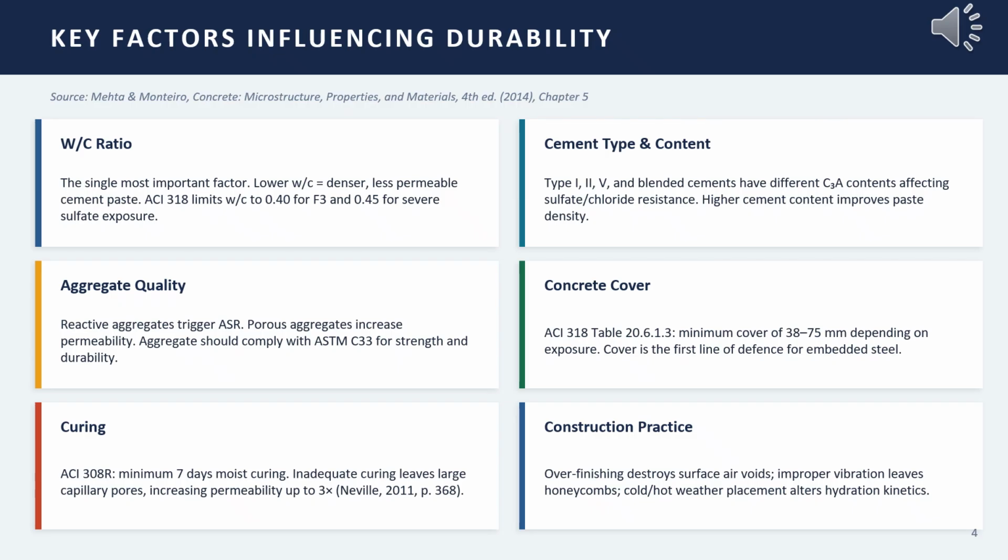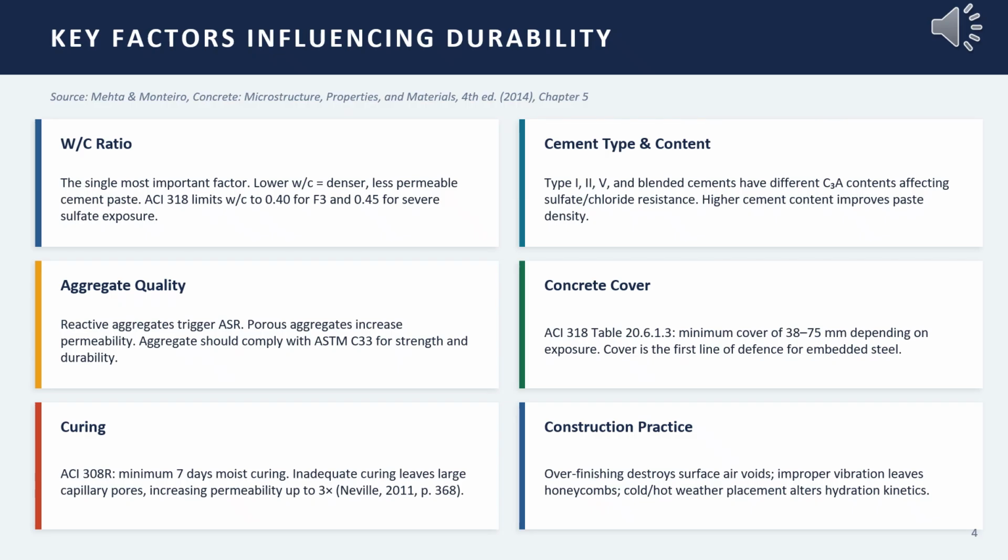Third is aggregate quality. Remember, aggregates occupy about 70% of the volume of concrete, so they matter enormously. Reactive aggregates, I mean those containing amorphous silica, can trigger alkali silica reaction. Porous or weak aggregates increase overall permeability.